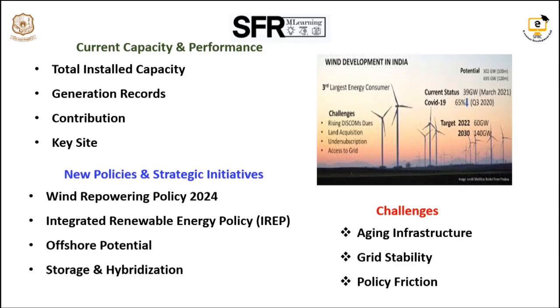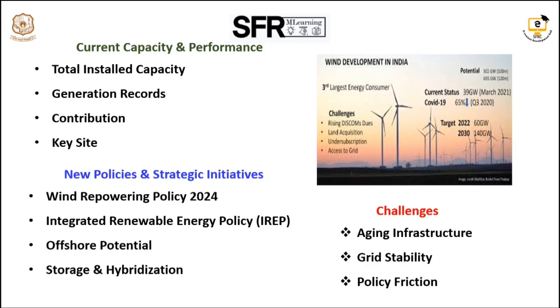Offshore potential. Tamil Nadu's coastline has an estimated 35 gigawatt to 68 gigawatt of offshore wind potential. The state is collaborating with the National Institute of Wind Energy and Denmark to develop India's first offshore projects. Storage and hybridization. The government is advancing 1,500 megawatt hour of battery storage and promoting hybrid wind solar plants to manage the intermittent nature of wind power.